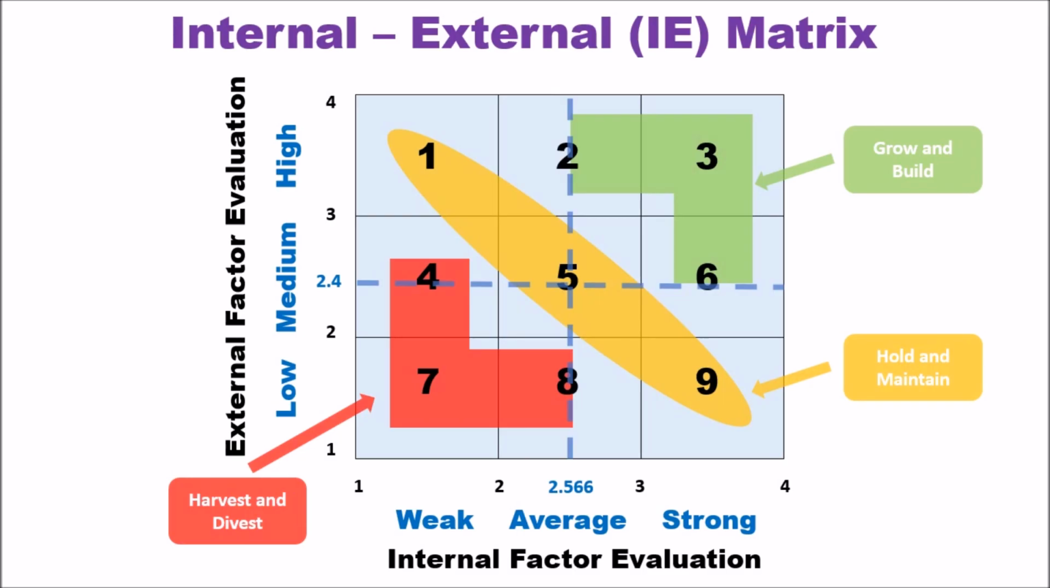So that's essentially what the internal external matrix does. It draws on the internal factor evaluation and the external factor evaluation, and then combines the weighted scores from both those matrices and comes up with a combined output, and gives you a pointer towards formulating a strategy for your company or your organization, or for you as an individual. Now, in this case, like I said, the intersection between the X and the Y is box number 5, so that's in the yellow area, and that's lying in the hold and maintain region.